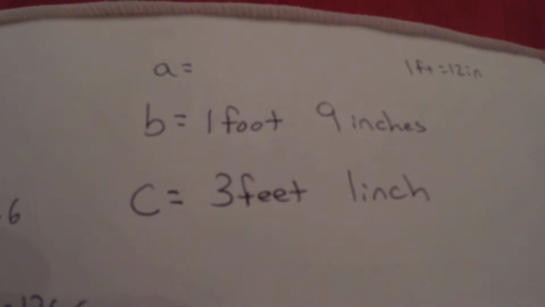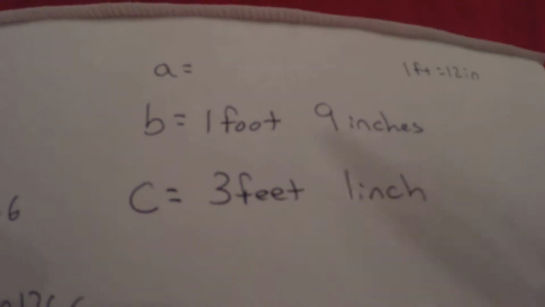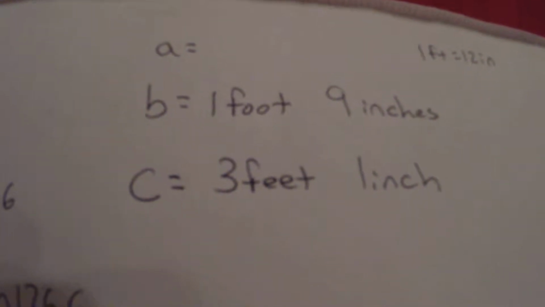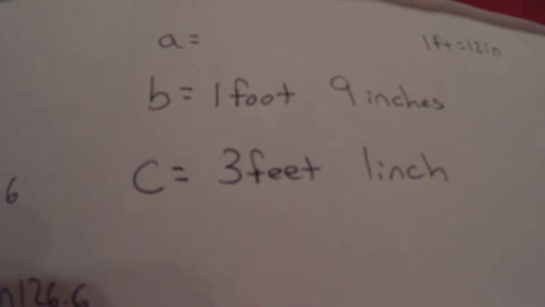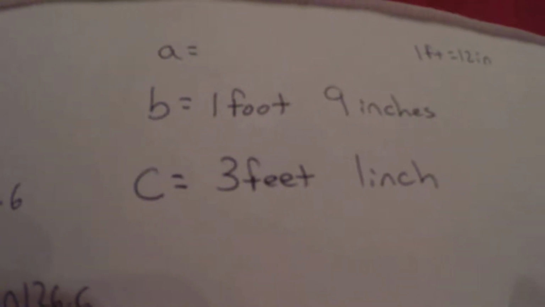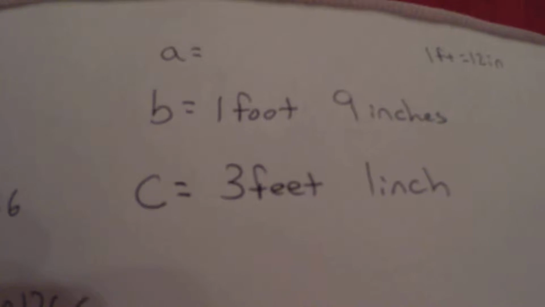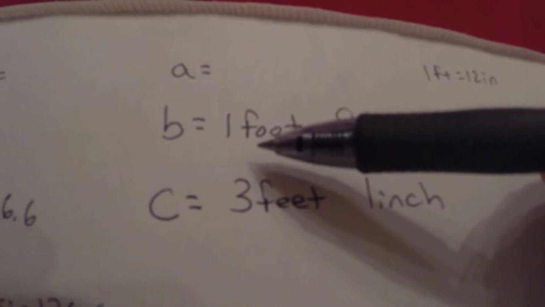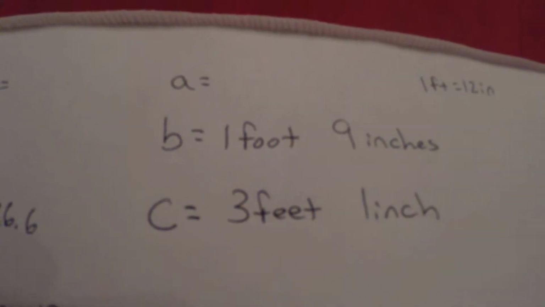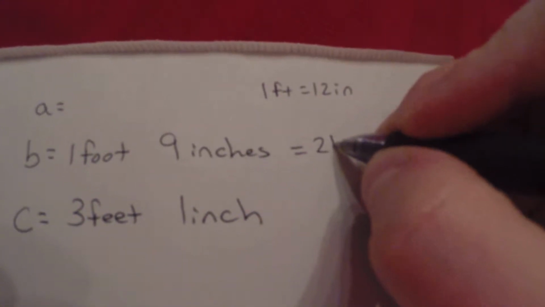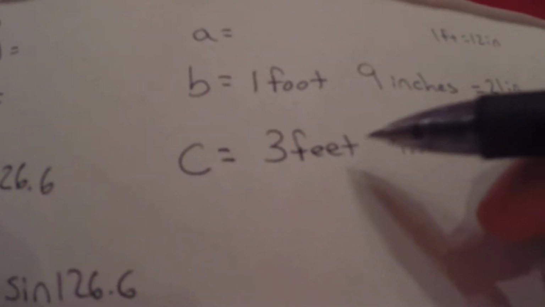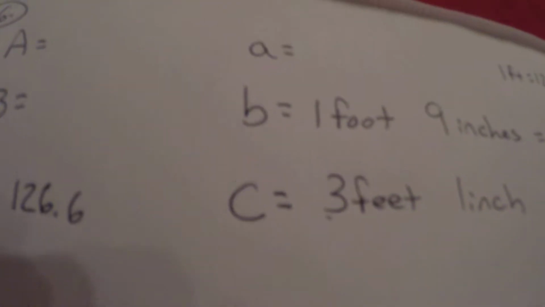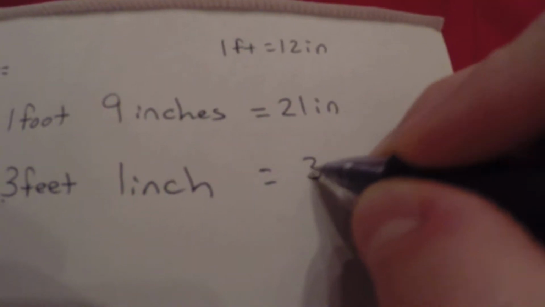Now, another question may emerge in your mind: well, Mr. Anderson, I'd rather convert everything into feet. And you could. The only thing is, if you convert into feet, you're going to get decimals. It makes the problem not look as good; it makes it aesthetically unpleasing. So I think inches is the best bet, and I'm going to do that. Here, 1 foot is 12 inches, so 12 plus 9 is 21. So this is 21 inches. Over here, 3 times 12 is 36, plus 1 is 37. So this gives me 37 inches.